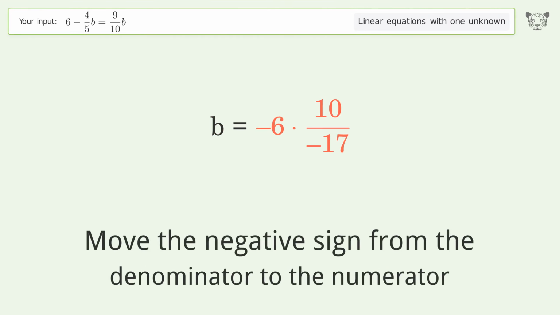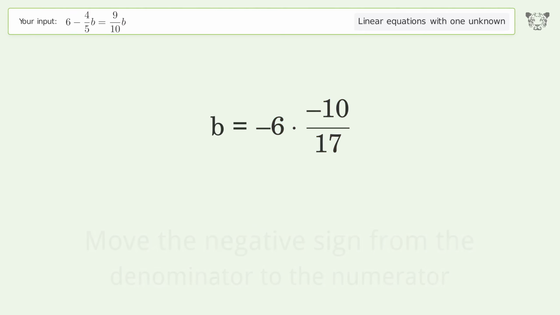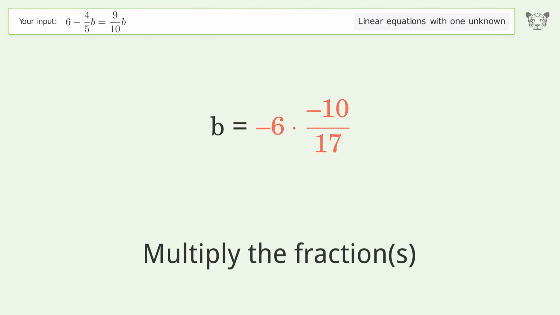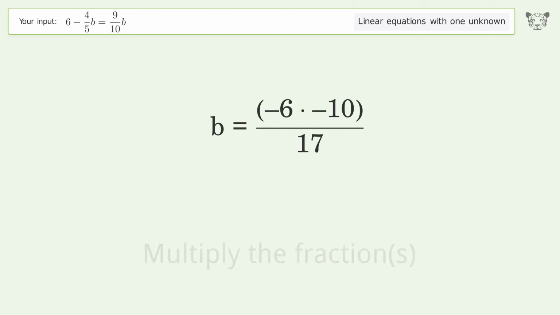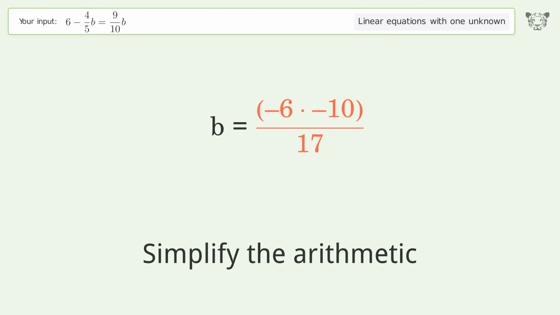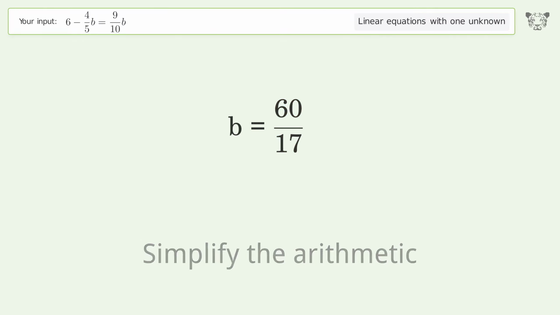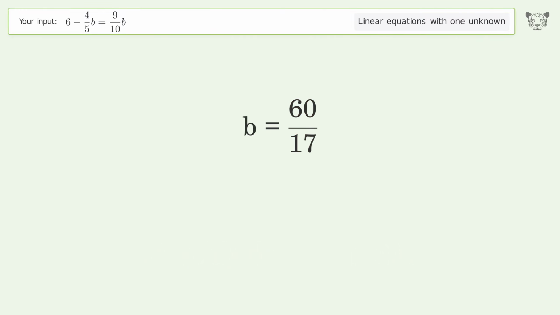Move the negative sign from the denominator to the numerator. Multiply the fractions. Simplify the arithmetic. And so the final result is b equals 60 over 17.